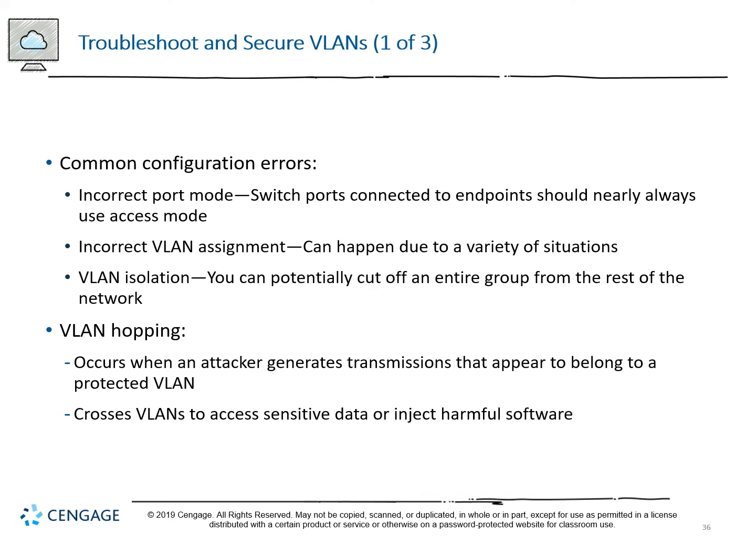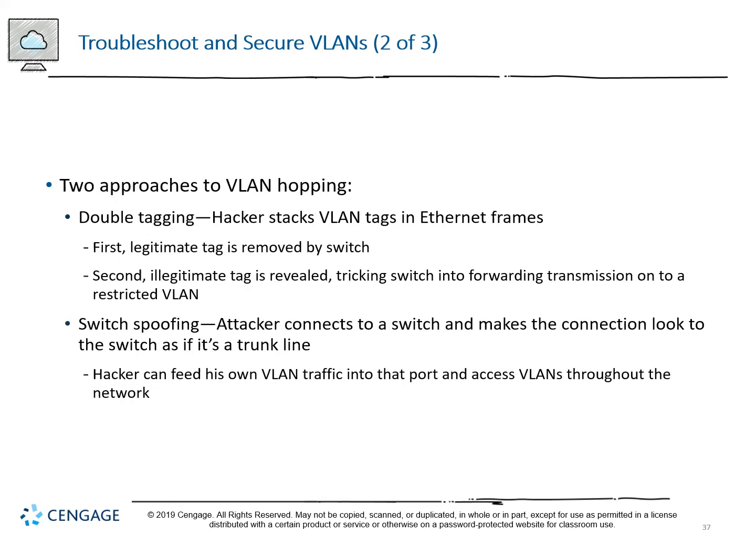VLAN hopping is one of the threats we have to be aware of, where an attacker can generate transmissions that appear to belong to a protected VLAN. This is usually through something like double tagging. The VLANs get crossed in order to access sensitive data or possibly inject harmful software. This can lead to what's called an XSS, cross-site scripting intrusion. There's ARP poisoning, a number of different ones like this.